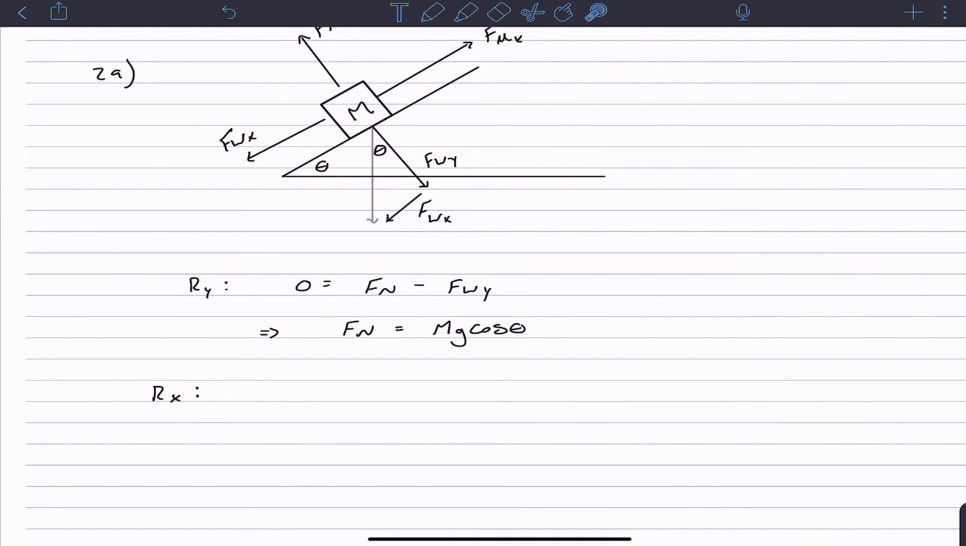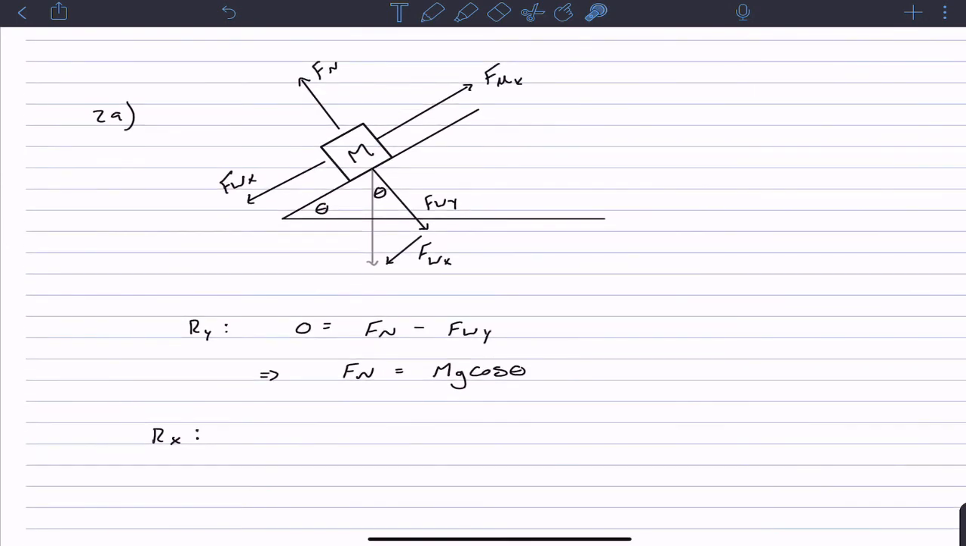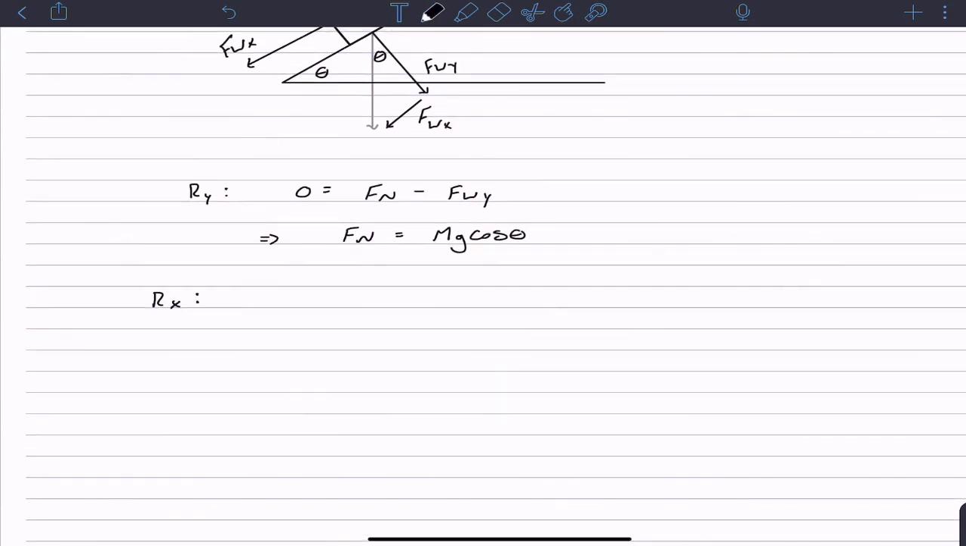Okay, so now we know that we do have a net force in the x direction because we're in motion. We're told we're in motion because we have kinetic friction. Kinetic friction implies that you're in motion and you have some resistance. Static friction implies that you are not moving. Okay, so since we have kinetic friction, we're moving. And since we're moving, we have a net force in the x direction.